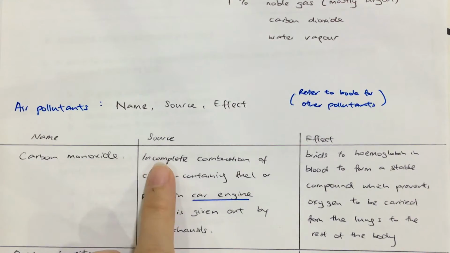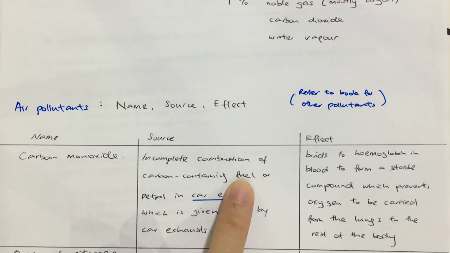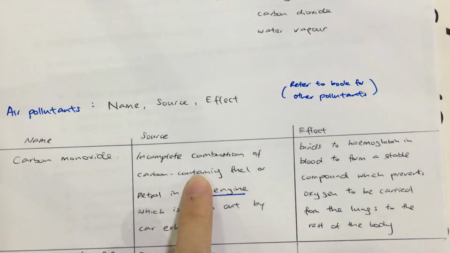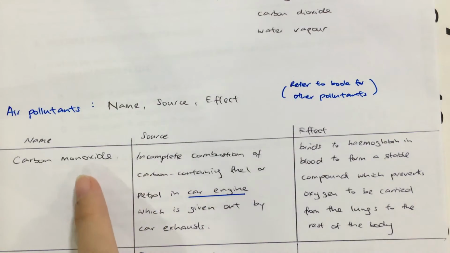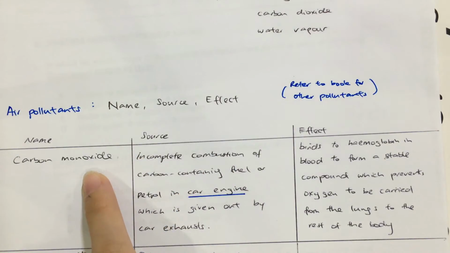It comes mainly from incomplete combustion of your carbon-containing fuel, which you learn in your alkanes as well, or your petrol in car engine. Okay, so any fuel that they burn that contains carbon, or in your car engine where there is petrol, as long as it burns incompletely, carbon monoxide will be formed. And because it forms in the car engine, it is also given out by the car exhaust. Okay, in the same way, if incomplete combustion of fuel, not just carbon monoxide is formed, but if you recall, carbon in the form of soot is also formed, as well as water. This is just extra information.